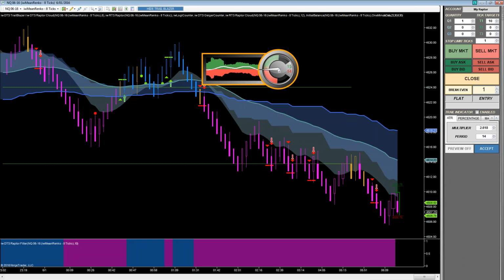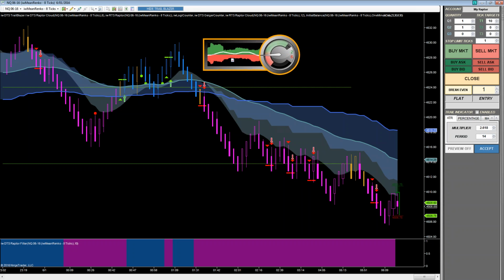For instance, this Geiger Counter. The Geiger Counter is essentially a tape reader, and what it does is show you the flow of the buy and the sell, the bid and the ask. The Geiger Counter is composed of three main components. First, there's the tape here, so you get a visual history of the time and sales. We also have this dial that you see flipping around. And this shows us the current buying and selling that's going on.